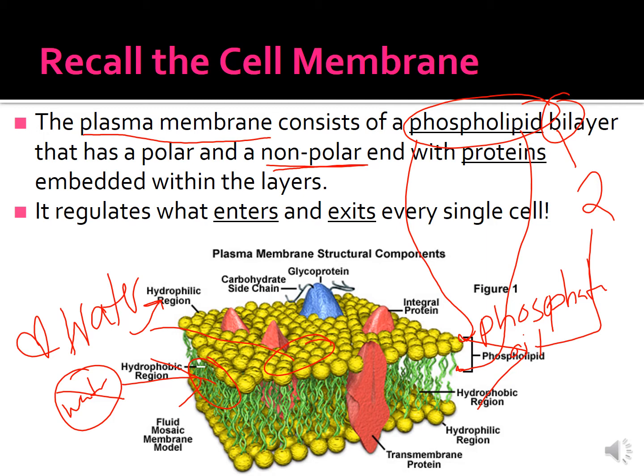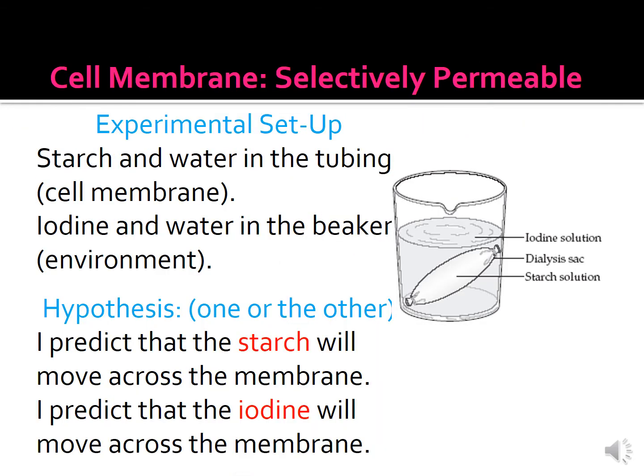The whole purpose of the cell membrane is that it regulates what goes in and out of the cell. The cell membrane is basically like a lab. You can put starch solution and iodine solution, and predict whether the starch will move across the membrane or the iodine will move across the membrane. You can actually set this up at home and see what happens.